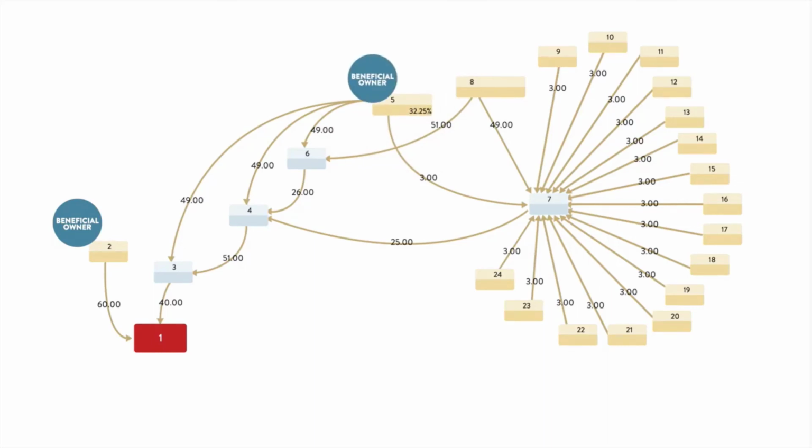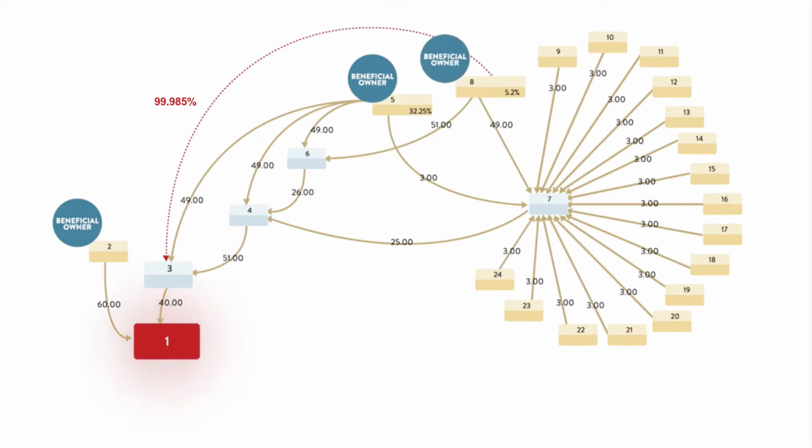The most interesting owner in this example, however, is 8, which has an indirect ownership of only 5.2%, but shareholder power of 99.985% in 3, which normally would be considered more than enough for control. Since 3 owns more than 25% of the voting rights in 1, 8 is also a beneficial owner of 1.